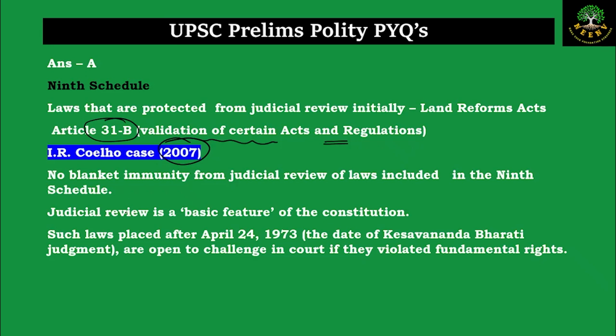Because in the Kesavananda Bharati case, the court held that you can amend the constitution but only with respect to the basic structure. And in later judgments, the court held that judicial review is a basic feature, and that is why you cannot give blanket immunity to any law and keep it out of the purview of the courts. But the court put a condition and deadline saying that any laws placed after the Kesavananda Bharati judgment are open to challenge for the violation of fundamental rights in the 9th schedule. But the laws which were placed before the Kesavananda Bharati case will get the immunity from judicial review. All that is mentioned in the I.R. Coelho case.